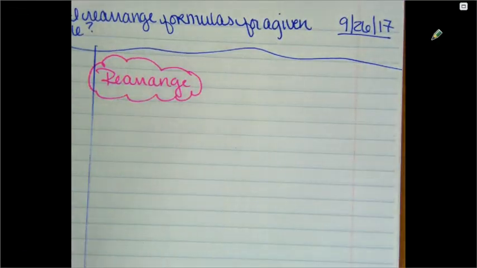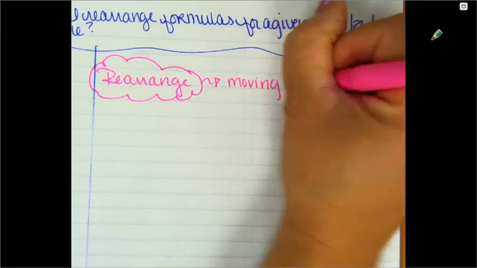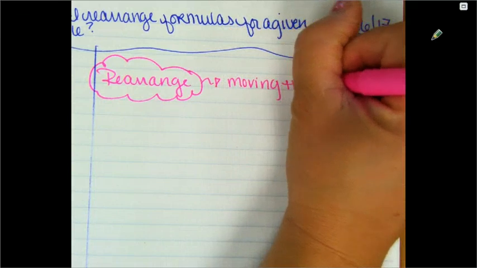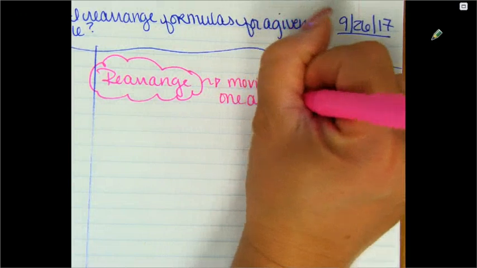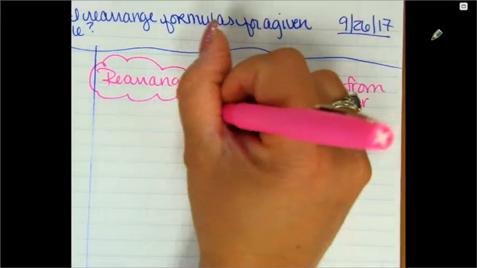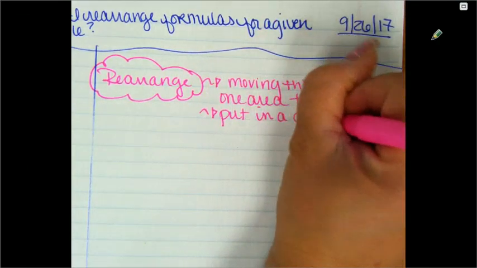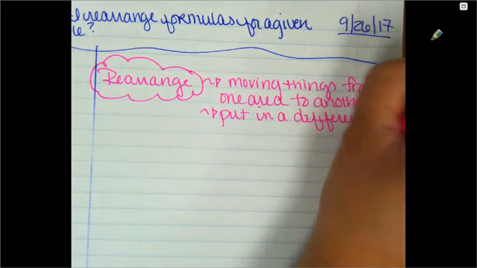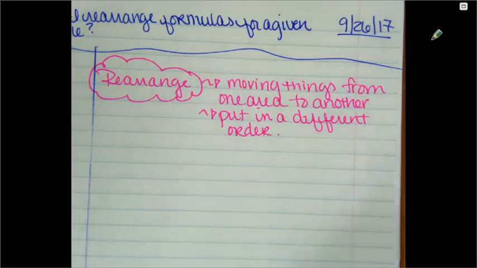You should have written the word rearrange. And you said it was moving what? Good. It's also to put in a different order. In other words, they're not really solving.